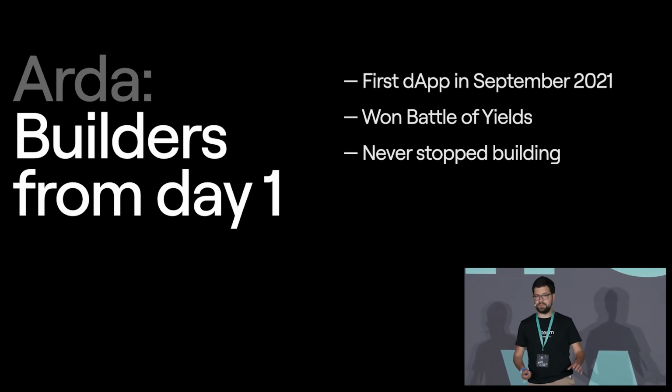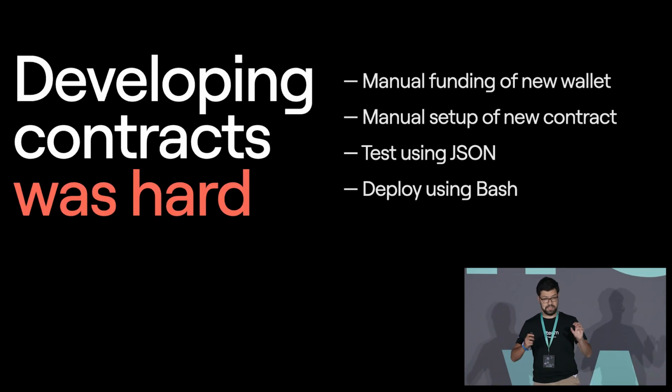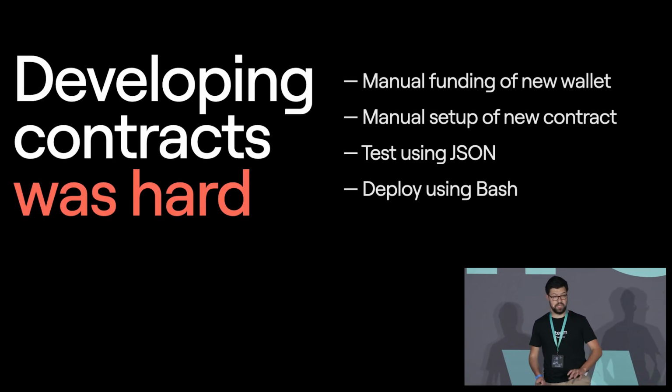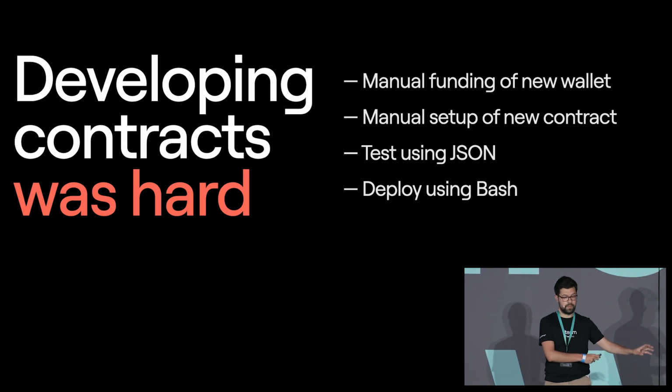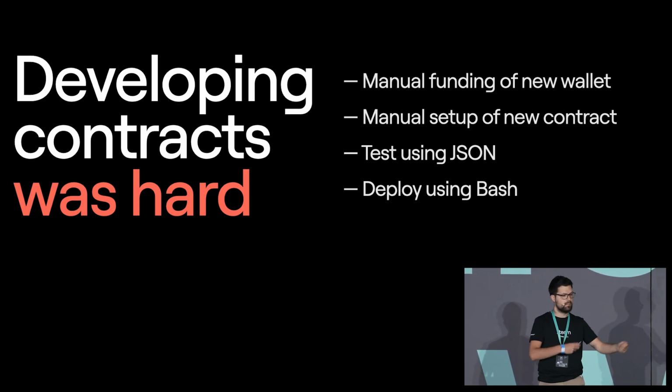And one thing that has been very clear from the beginning is that developing contracts is hard, and it was especially super hard back in the time. Because you had to manually fund all your new wallets, manually set up all your new contracts. By manually set up, I mean that you had to create by yourself the structure of the contract, etc., set up all the tools before even being able to get started.